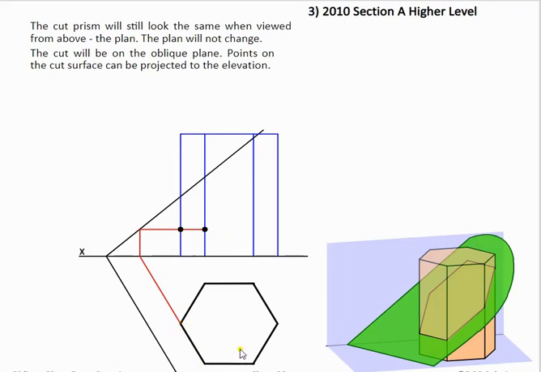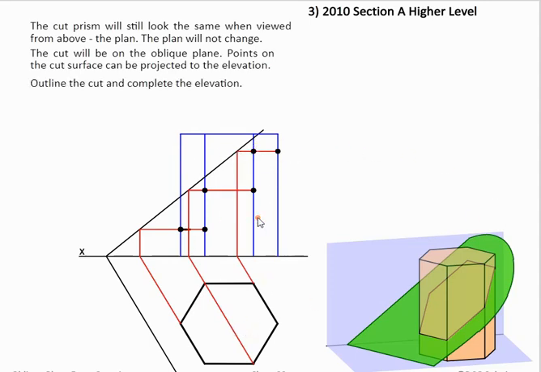Next we take another 2 points, find those 2 locations, and then the next thing is to find the next 2 locations. So what we have here is our 6 points, we draw in our surface here, and then we complete the elevation by putting in the dotted lines and heavy lines. So that's the first part of this question.